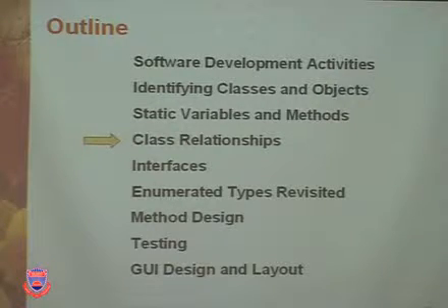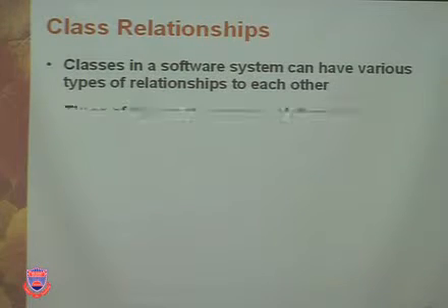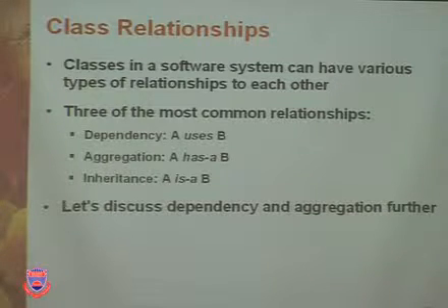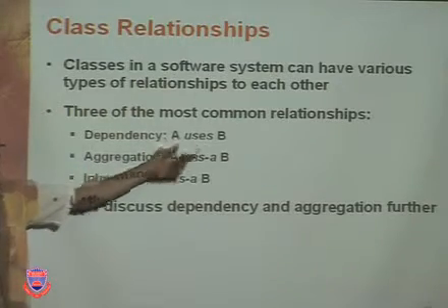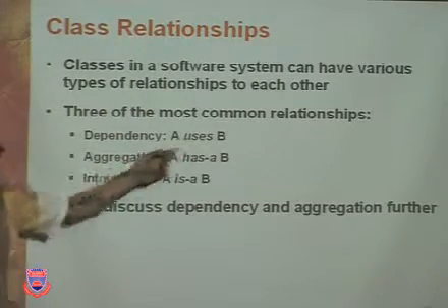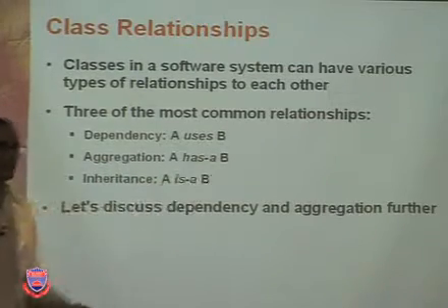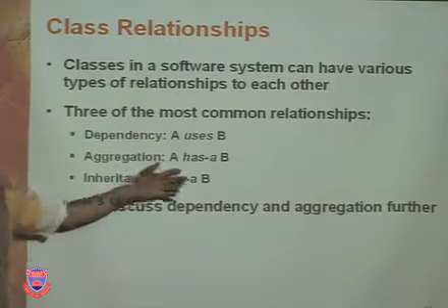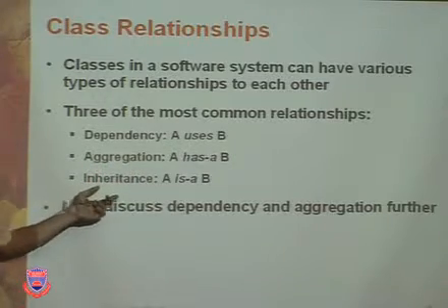Class relationships. When you look into class relationships, you can have various types of relationships, one to another. The main relationships we have are dependency: A uses B, so A depends on B. Then you have aggregation: A has a B relationship, so you have a class that is used within another class. And then we have inheritance.